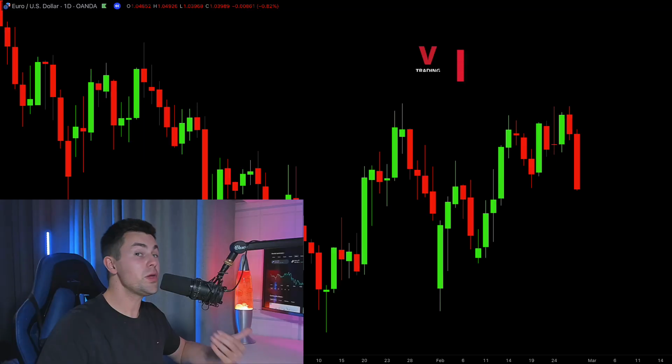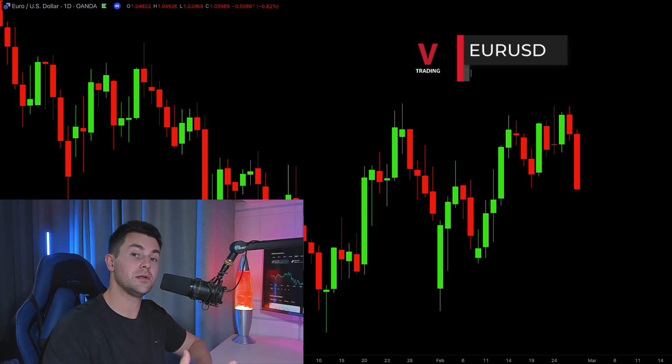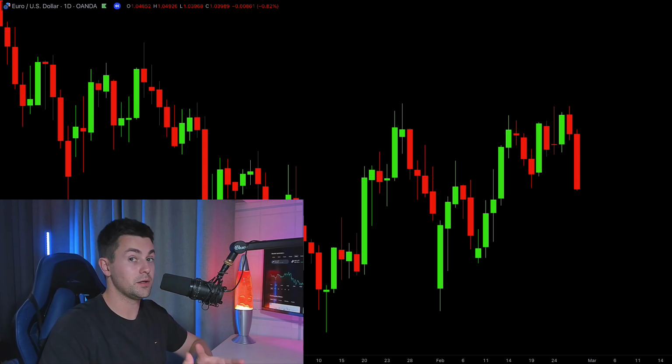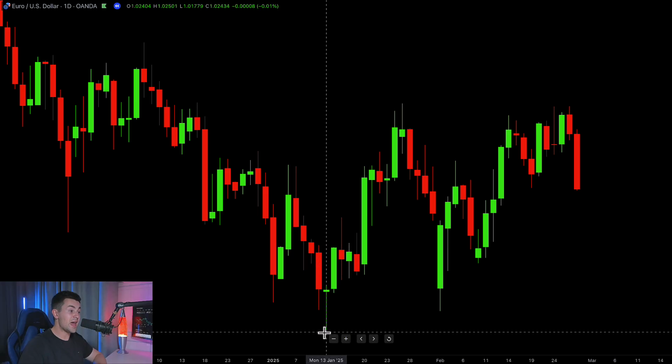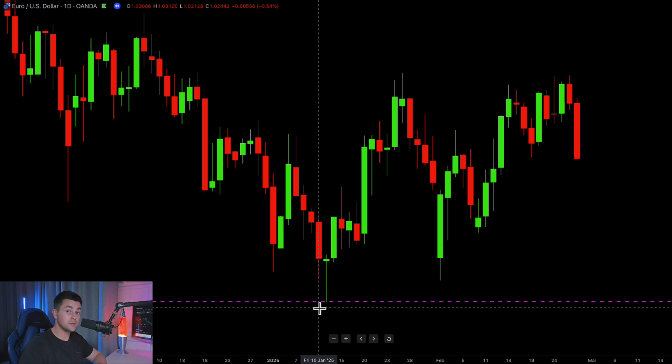And our first step will be to find the key levels. We are on Euro-Dollar chart on a daily time frame, and in order to identify key levels, we should concentrate our attention on significant highs and lows first. Let's examine that low right here. It is a key level. It is a key support.